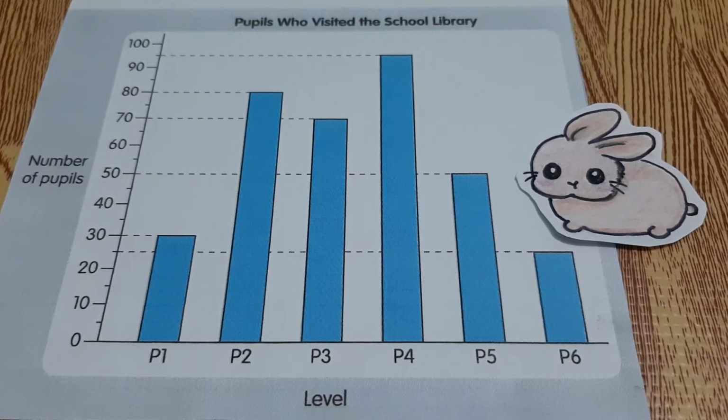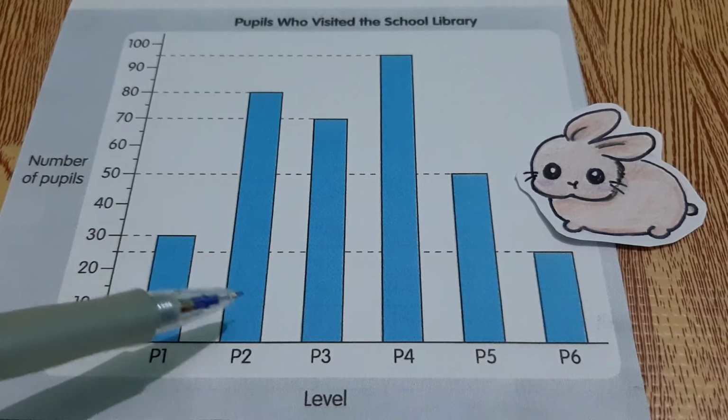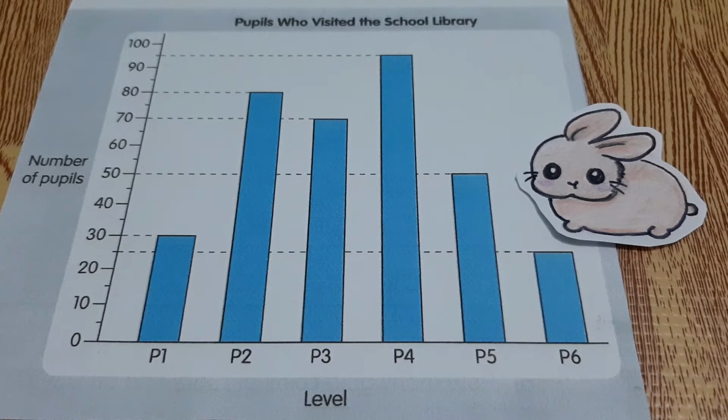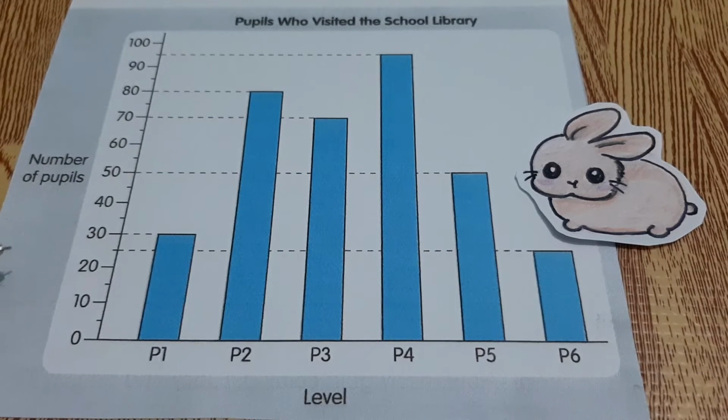This is called a bar graph. Bar graph means the graph consists of bars like this, just like when you are making a model. Now, this bar graph shows pupils from different levels who visited the school library in a certain week as reported in the school newsletter. We can see from the graph there are the number of pupils and then the level.